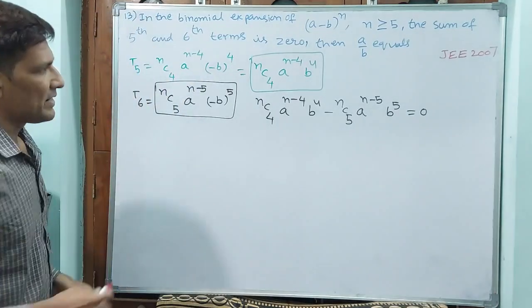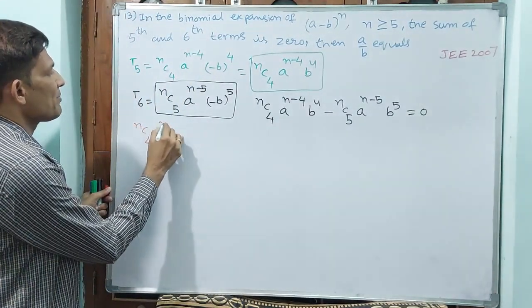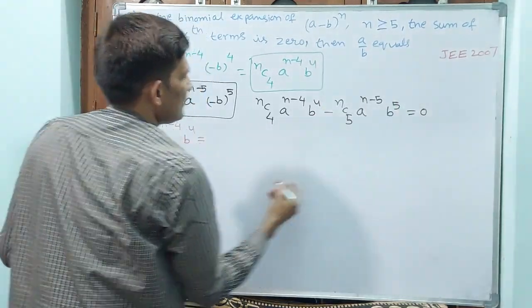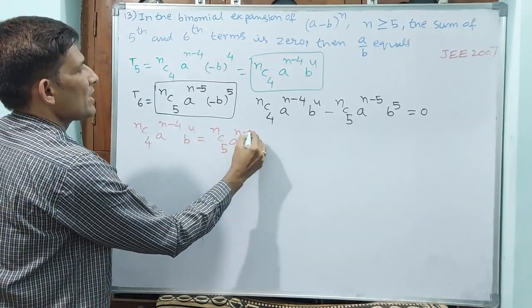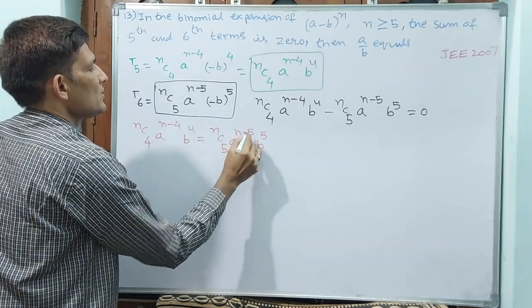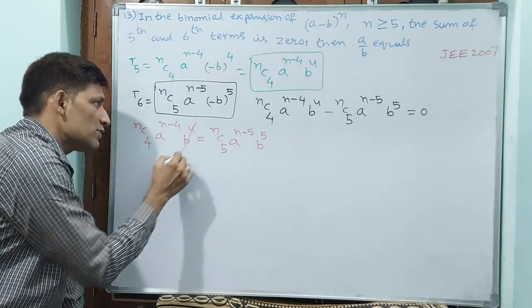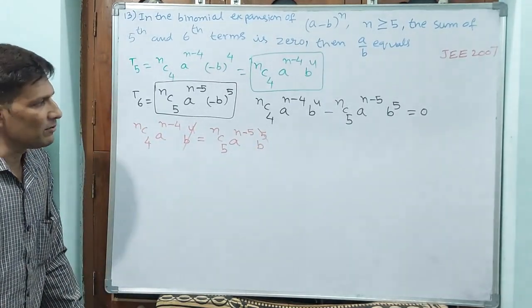Now if it is equal to 0, this is equal to that one. Shall I write? Definitely, write it down then. nC4 into a power n minus 4 into b power 4 is equal to, this minus is going to become positive, nC5 a power n minus 5 b power 5. See, all are in multiplication, so b power 4 is completely cancelled out and here only b will be there. Is it okay? Yes, definitely okay.